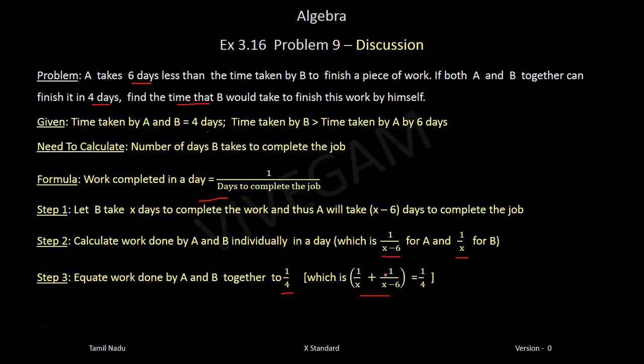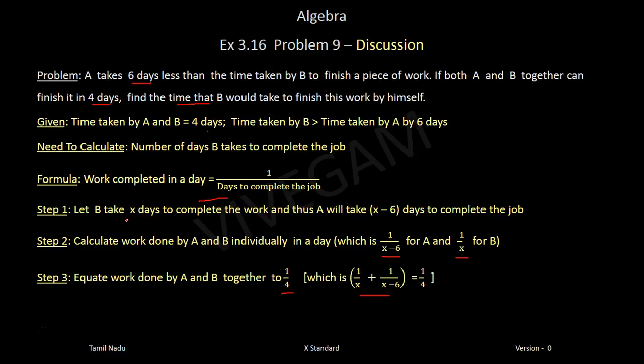So, equate these two, you will get an equation in X and solve the equation to get the value of X. So, let me repeat. Work done in a day is 1 divided by days to complete the job. If the job takes 4 days, every day he will finish 1/4 of the job, right? 1 divided by 4. Have that formula clear.